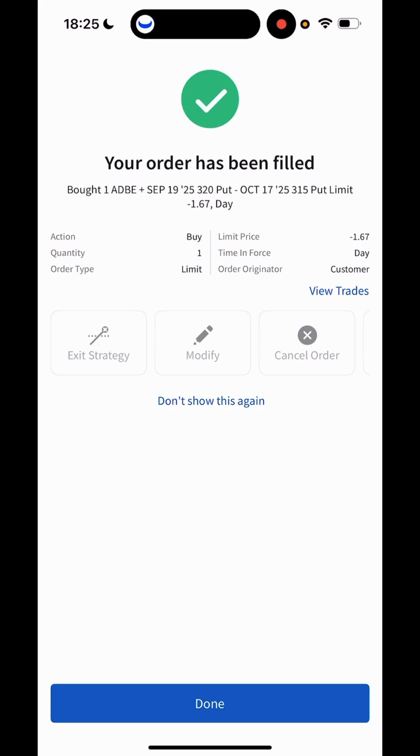I do this all the time, and hopefully Adobe will have a decent enough earnings, stay above 315, so I can close out the total premium, which is around $8-9 in this trade, and close out $4-5 in terms of pure profit.